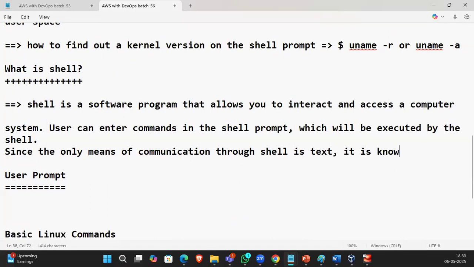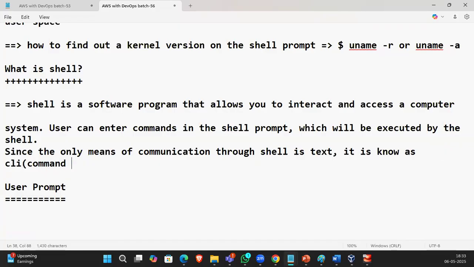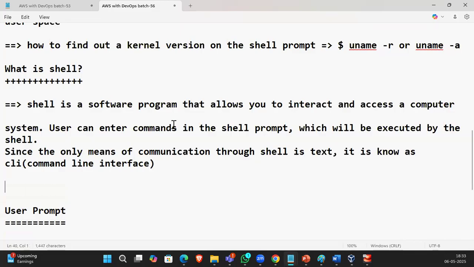It is known as CLI. What is a CLI? Command line interface. Guys, now you understood what CLI is? Yes, Hari. So wherever you are executing commands through text, whether PowerShell or Bash shell or other different shells, that is known as a CLI, command line interface. Now you understood the shell.